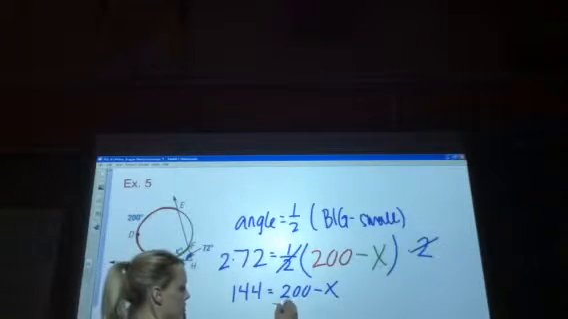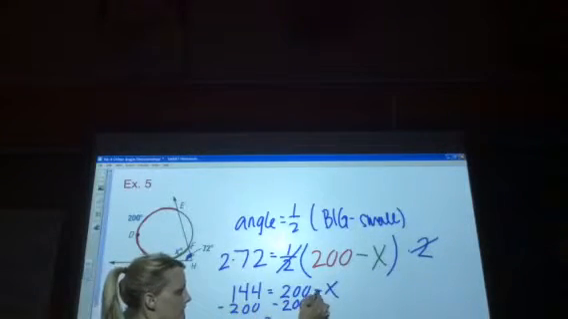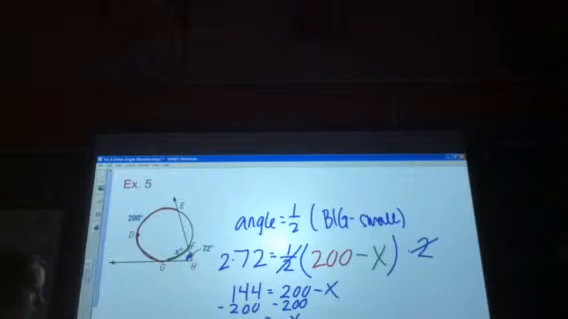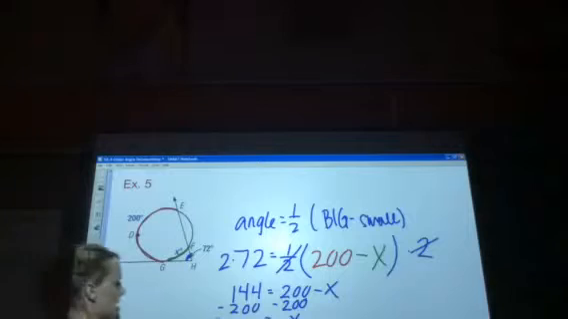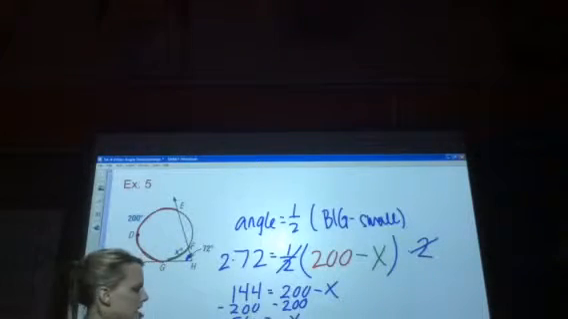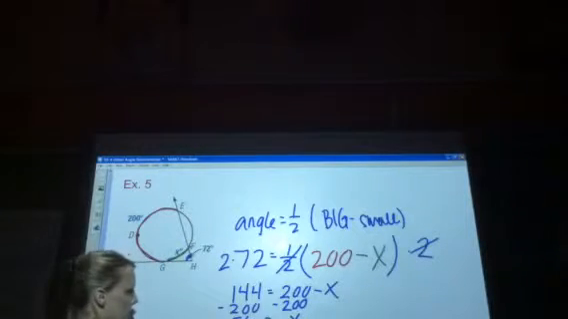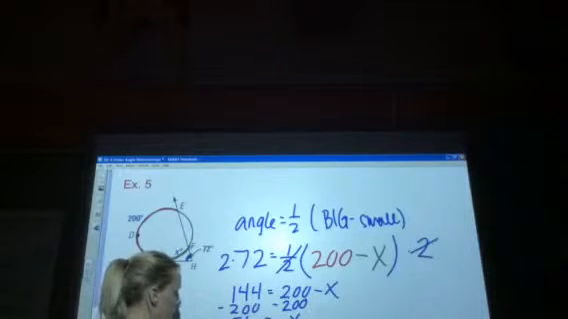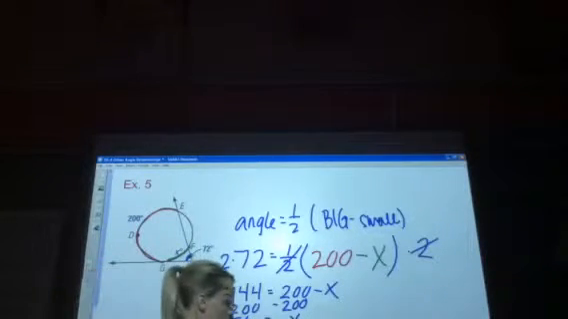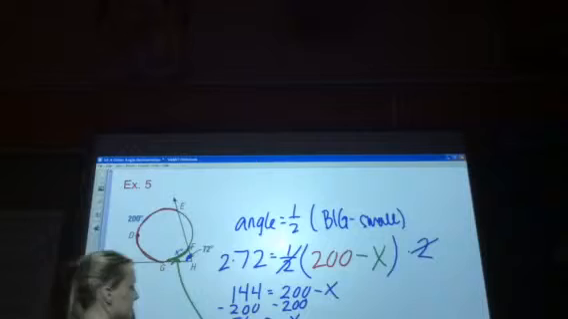So I would subtract 200 from both sides. And you have negative x left over here. And 144 minus 200 is equal to negative 56. And x is not by itself yet, there is a negative, so you need to divide both sides by -1. And you get x is equal to 56. So you found the measure of this smaller arc here is 56 degrees.